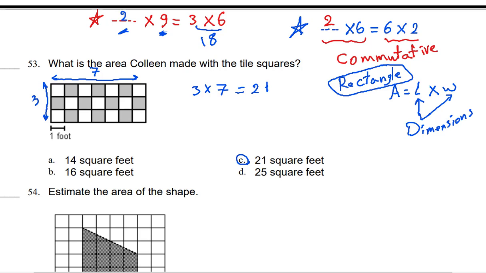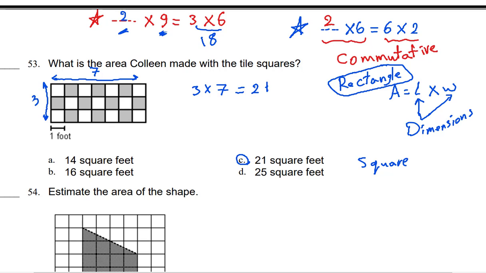I said the square is long, but the rectangle is longer, like this. Yes, you're correct. You're right. Thank you, Abdulaziz.